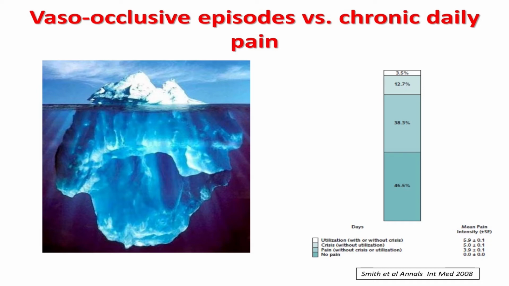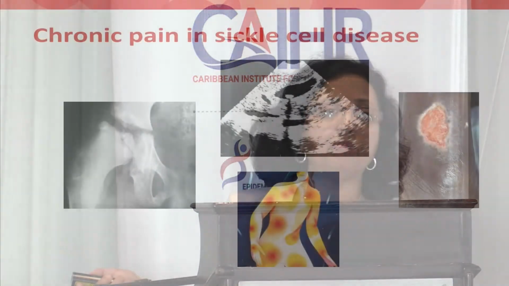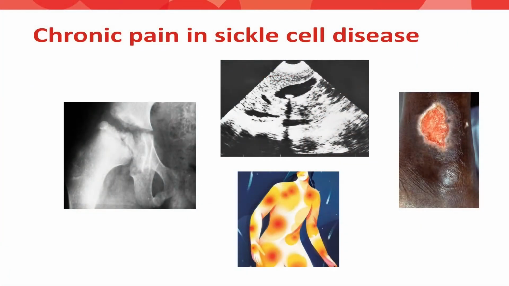And so chronic pain, why do we get chronic pain? Chronic pain can be because of multiple causes in adults or in the pediatric population. Sometimes it could be gallstone, sometimes avascular necrosis of the hip, leg ulcer, or sometimes there are multiple sites of pain which we really cannot explain why these patients have pain.